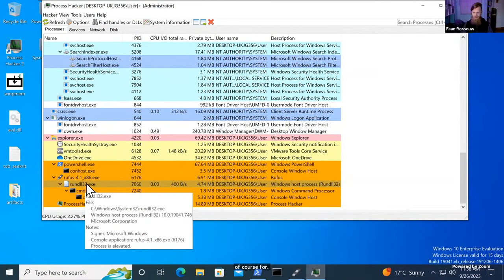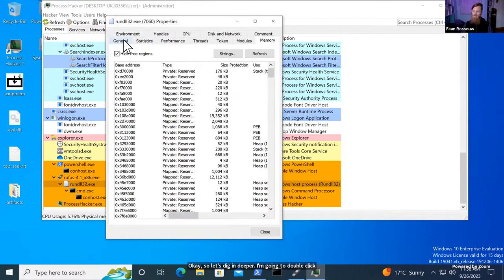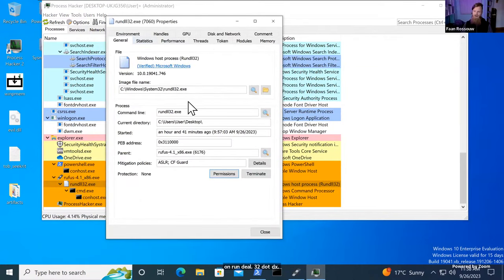I'm going to double click on rundll32.exe. So it's going to open it up. I'll head over to general. And so here we can see the command line. And as I showed in my example, we would not expect rundll32.exe to be run without at least the arguments explaining what function and what DLL it wants to invoke. And so in this case, this is suspicious to us.